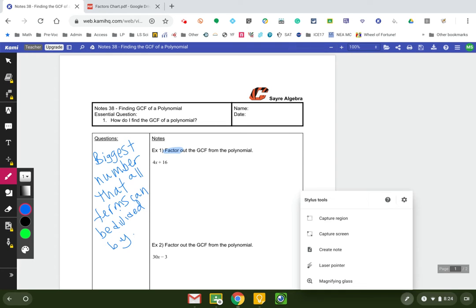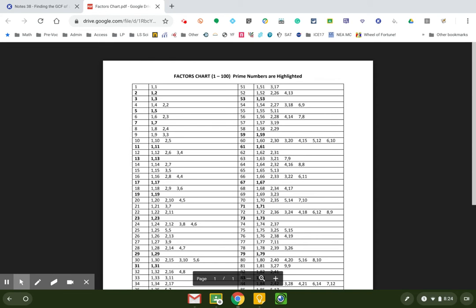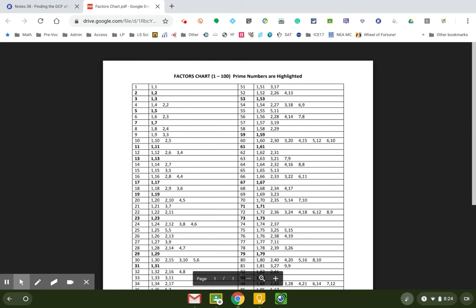So if I look here, I have 4 and 16. So I'm going to go to my handy dandy factor chart. And one of the things that I always recommend to students is to always start with the smallest number and see if it works. And actually, you know what? This is not the chart I want to use. So give me a sec. I'm going to pause this and get the right one.